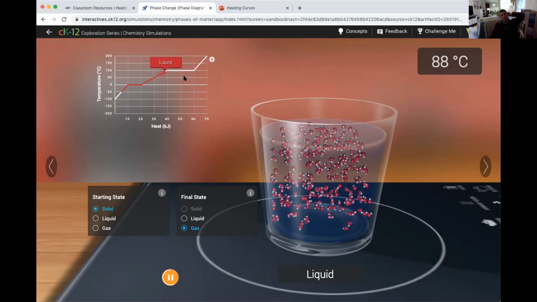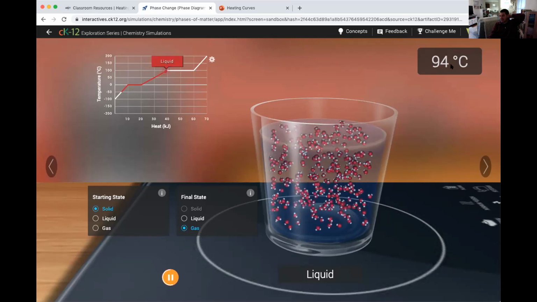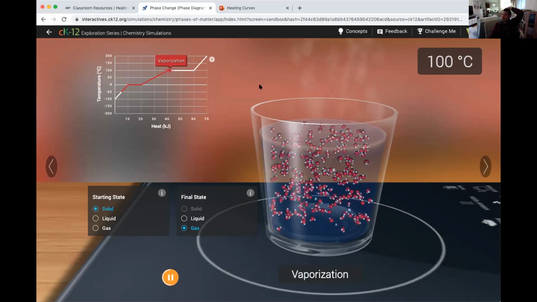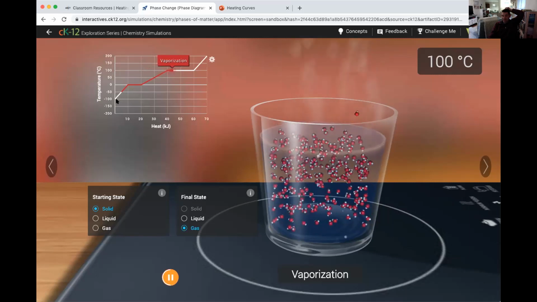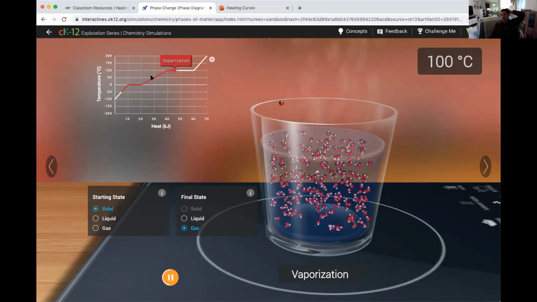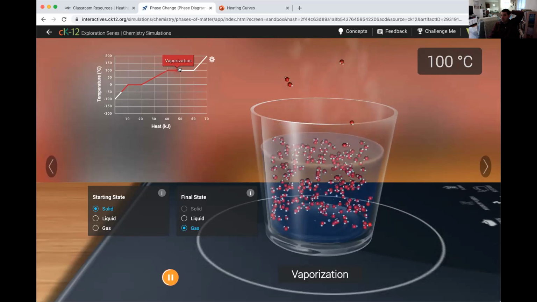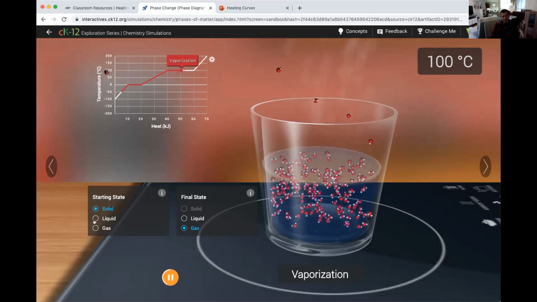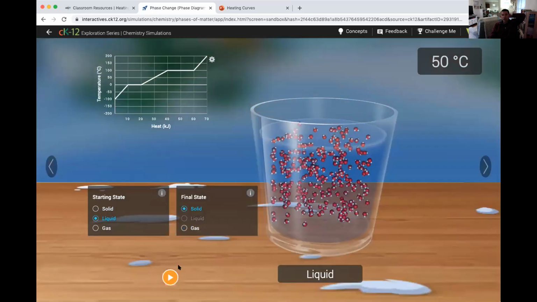All right, so we're getting there. We're at 90 degrees Celsius, so we're only 10 degrees away. All right, now we're at vaporization, boiling. So we've gone from a solid to melting to a liquid. Now we're vaporizing, and we'll stop there because it's going to take too long. And one last thing I want to show you. We could even go backwards.